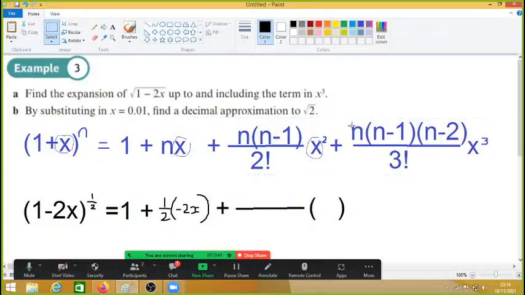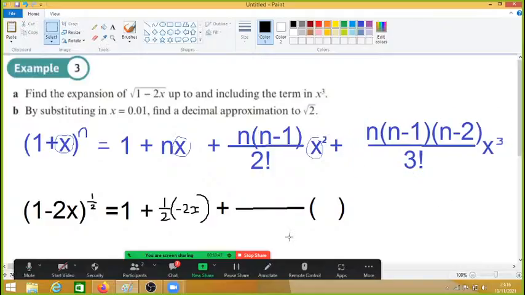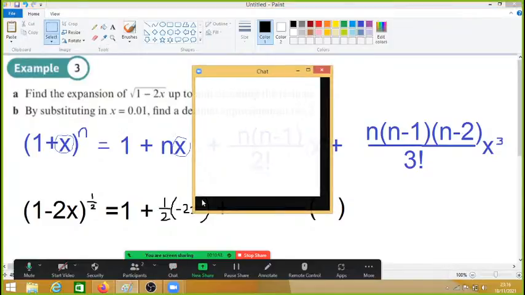I think I have Aisha on the call on the lesson. So waiting for your answer. So on the top, you're going to need to have n and n minus 1 in the formula. What's that going to turn into?